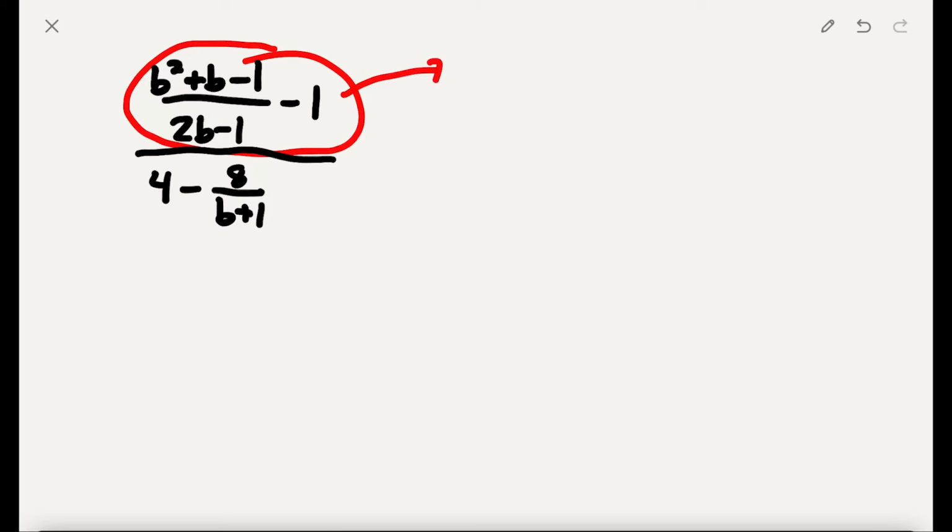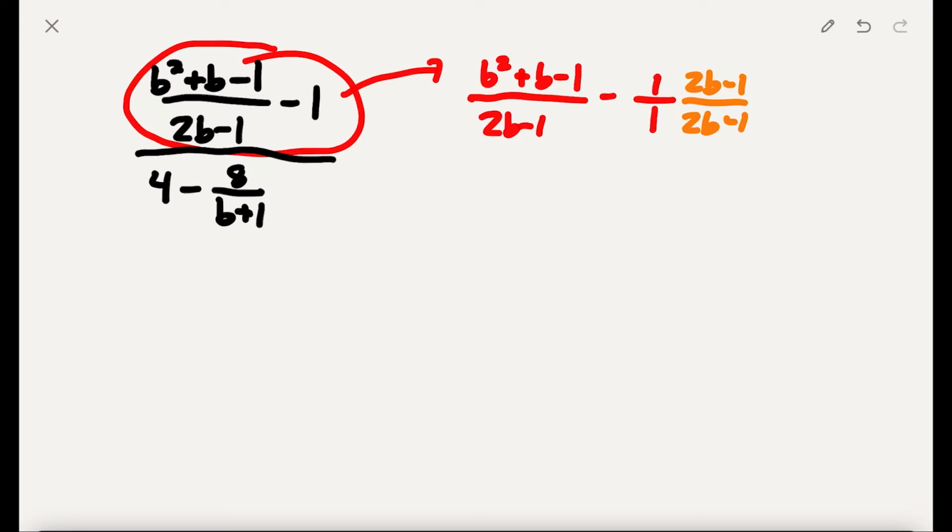So this first one here, you end up with b squared plus b minus 1 all over 2b minus 1 minus 1 over 1. Now to get common denominators, I'm just going to multiply this by 2b minus 1 over 2b minus 1. And a good rule of thumb, again, is to make sure that minus becomes a negative. It's just easier to work with. And then you're going to end up with b squared plus b minus 1 minus 2b plus 1, and it's all divided by that common denominator of 2b minus 1.